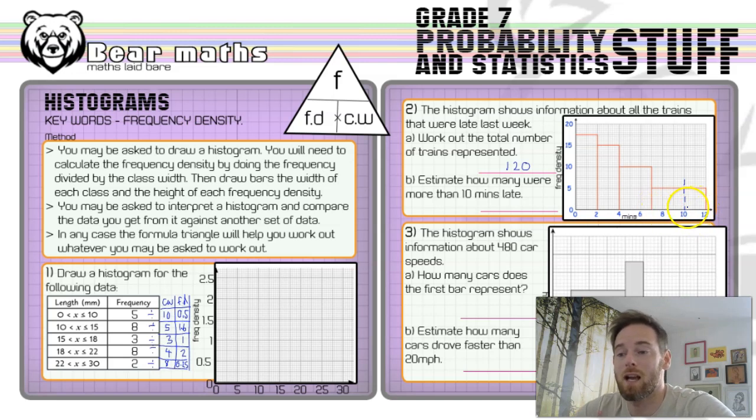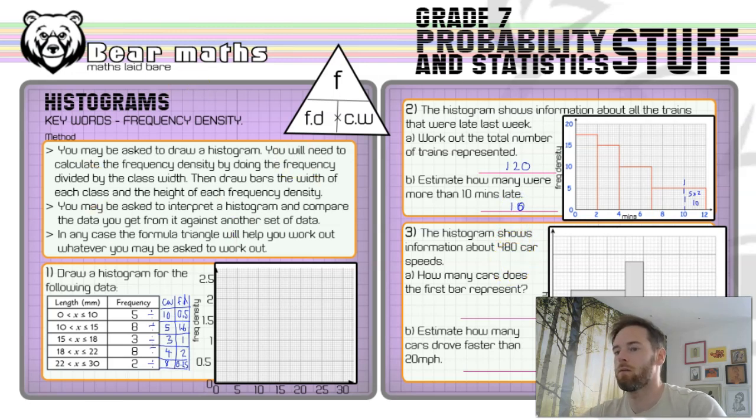We just know that that's the category that they were in, or the class width they were in when the data was collected. So it's only an estimate. So what we do is just the same thing. There's a difference there of 2.5. 2.5 times 2 is 10. We reckon there's going to be 10 trains that were more than 10 minutes late.